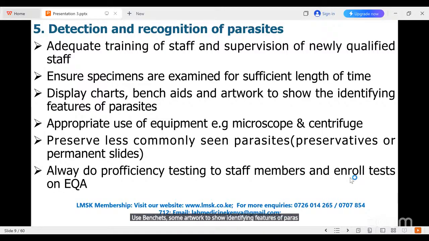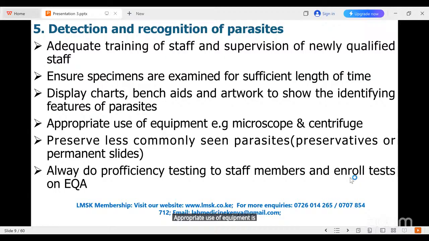Use bench aids, some artwork to show identifying features of parasites. We have different features. You can see trophozoites, you can see cysts, you can see ova, you can see larval forms. Make sure you have some display charts so that you can use them to assist members of staff to always follow and compare those features. Appropriate use of equipment is encouraged.